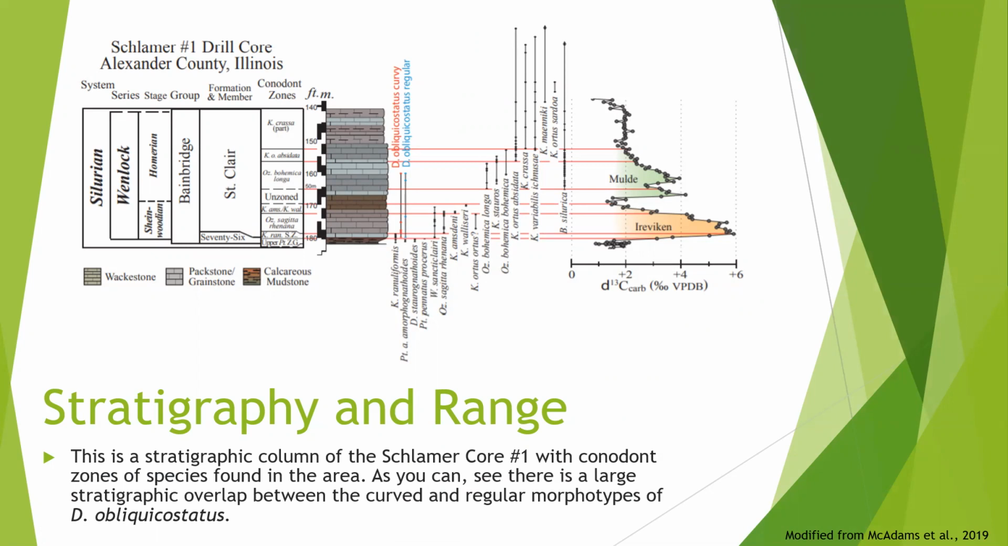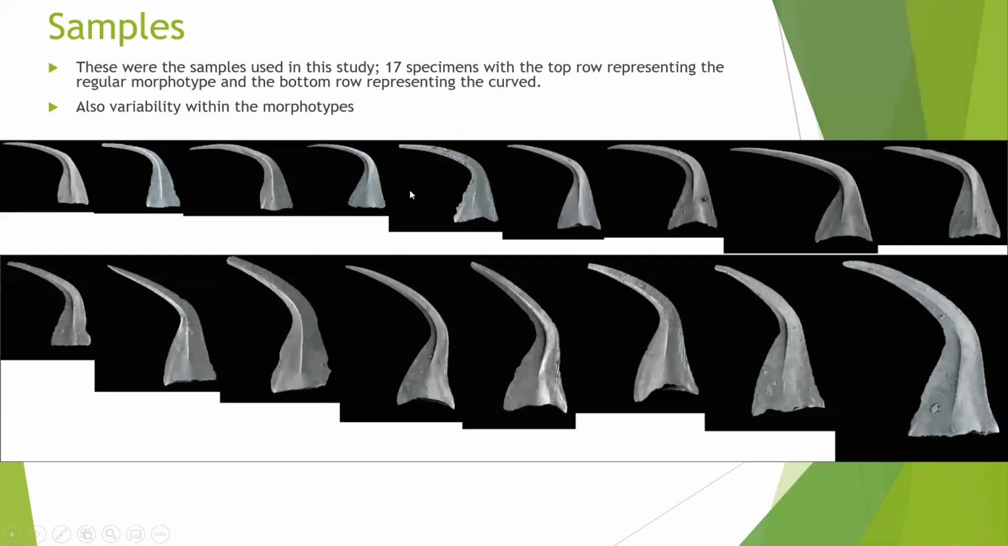For the rest of this presentation, the curved morphotype and associated data will be presented in red, shown here, while the regular form will be represented in blue. This figure shows the approximate stratigraphic ranges of the recovered samples in feet. As you can see, there is considerable overlap between these morphotypes. Here are the elements themselves. Due to unforeseen circumstances caused by COVID-19, this study was limited to a small sample size of 17 specimens with 9 regular and 8 curved.